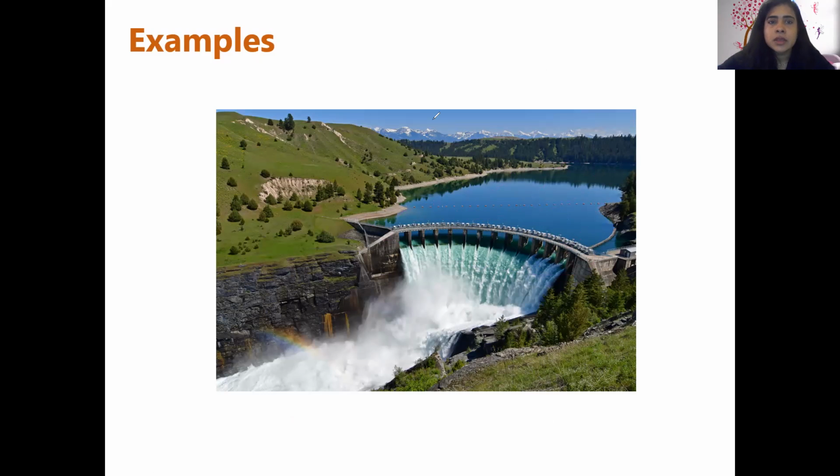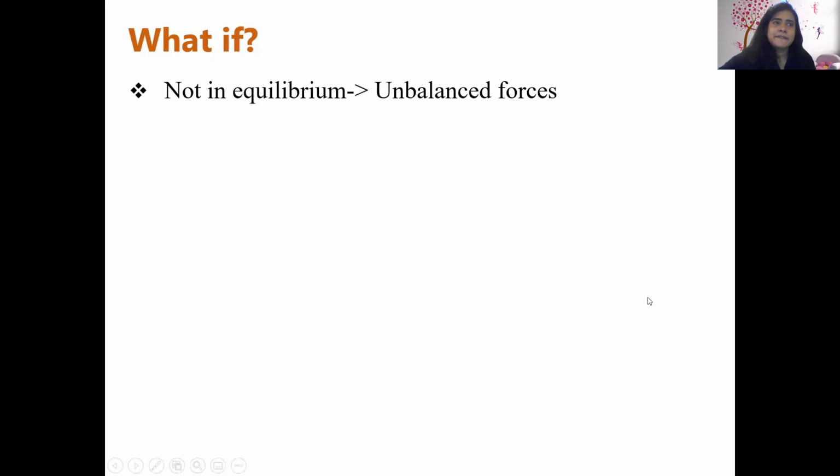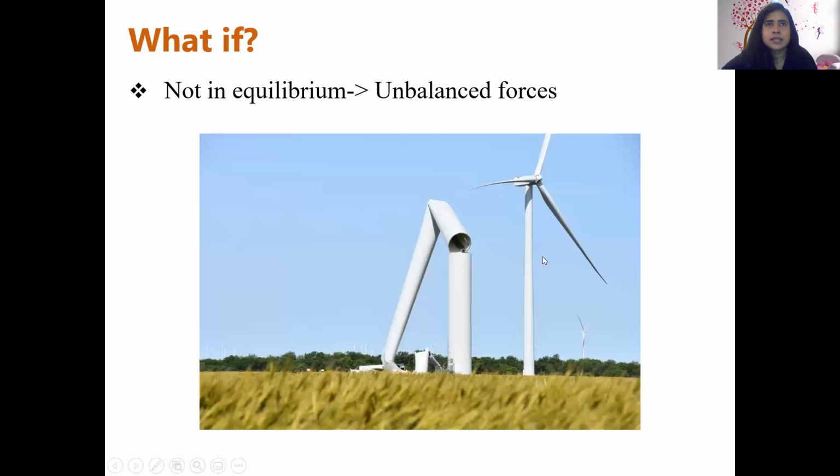These are some examples in civil engineering, but there are a lot of varieties of examples. So what if it is not in equilibrium? What if an engineer failed to do his or her job and miscalculated something? For example, you have a wind turbine, but it is not designed for a hurricane.